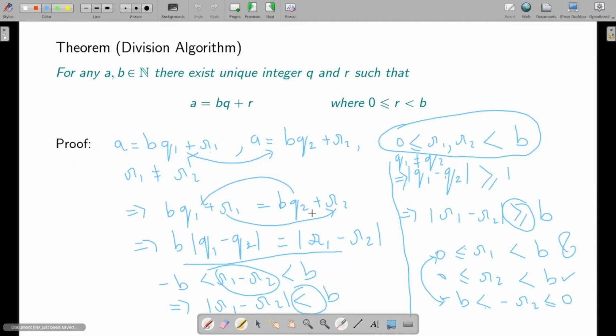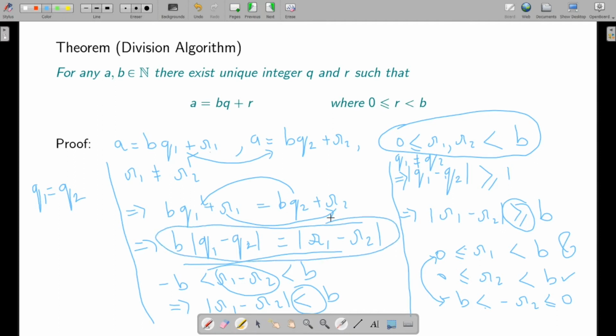So that contradicts the fact that Q1 is not equal to Q2. And since it contradicts that, this means that Q1 is equal to Q2. And if Q1 is equal to Q2, substitute in this equation here. On the left you will get 0, which means that the right hand side will be 0, which means that R1 will be equal to R2. Okay, so this is your division algorithm.